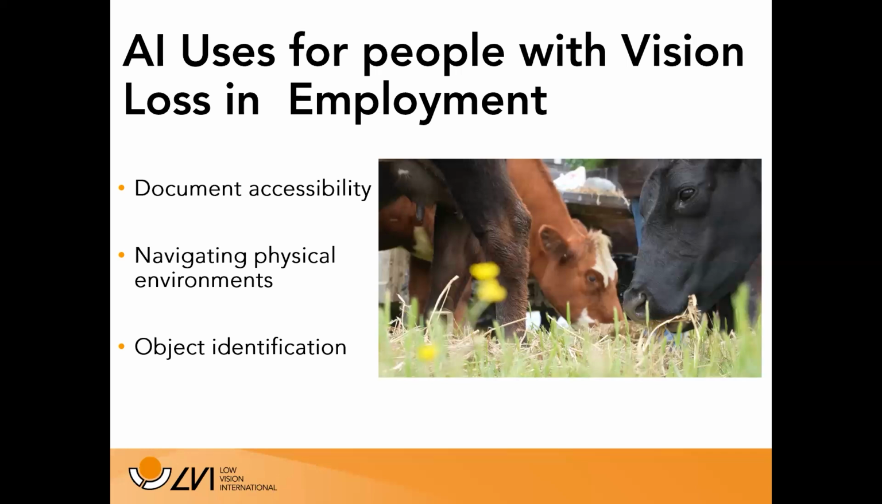Another great use for AI in a work setting would be for the Business Enterprise Program, or BEP program. For those of you who don't know, this is a federally funded program offering opportunities for people with vision loss to become business owners and managers in the food service and vending markets.